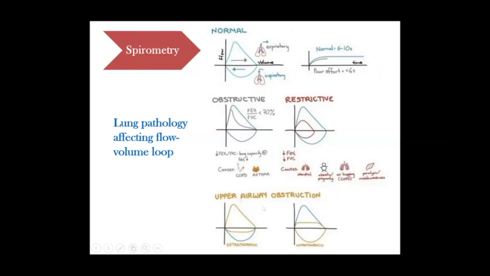If there is upper airway obstruction, either inspiratory or expiratory, it will clearly appear on the flow volume loop. If it's extrathoracic upper airway obstruction, the inspiratory part will be affected. If it's intrathoracic, the expiratory part will be affected. So it's vice versa. And Dr. Bassem will elaborate on that more, inshallah.